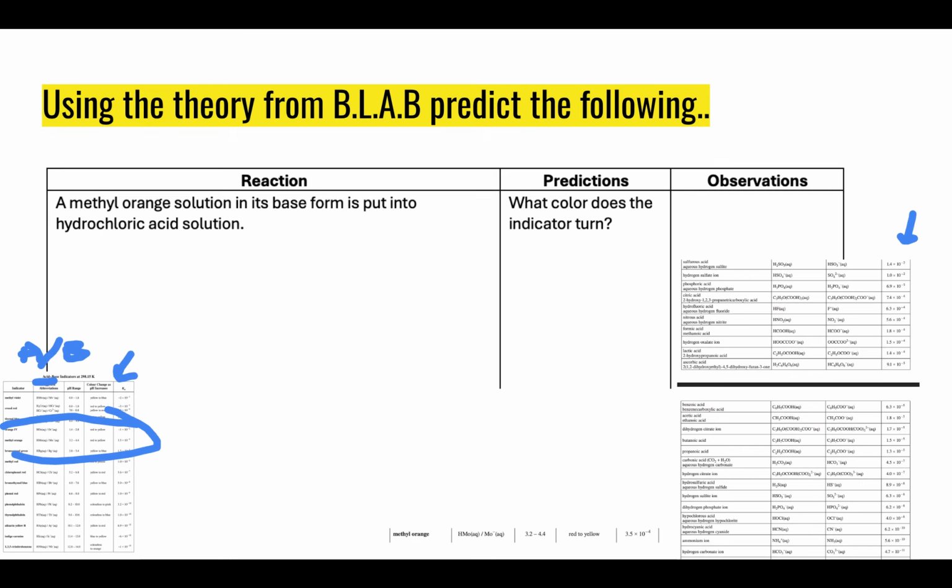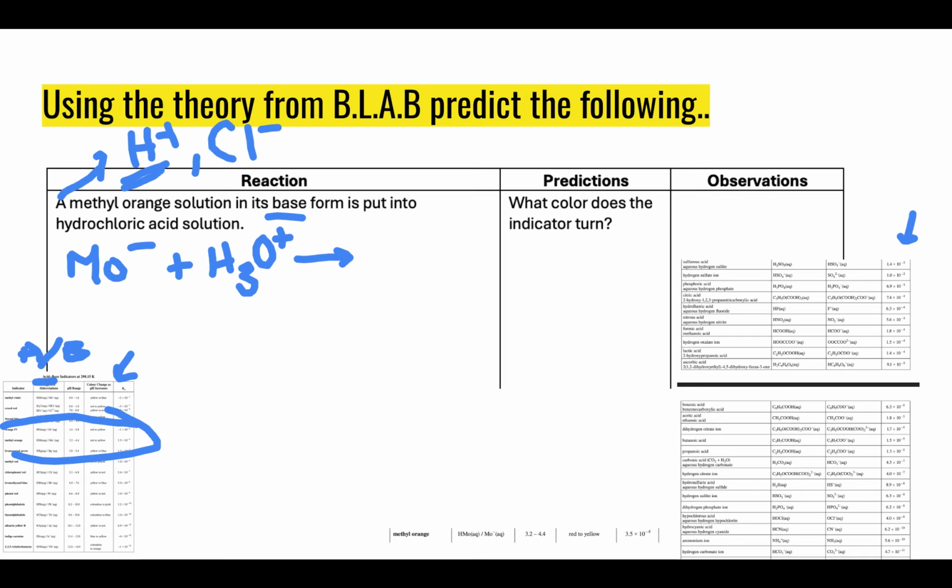So when we're looking at it, it says that methyl orange in its base form, again, I know I'm very sorry, this is so hard to see, would be MO negative. It's going to be reacted with hydrochloric acid. Hydrochloric acid is a strong acid, so it will dissociate. And if you're adding in hydrogen ions, you say that you're adding in hydronium. So doing that, the acid will donate a hydrogen to the base. So we'll end up with HMO, which is the acid part of the indicator, plus water.